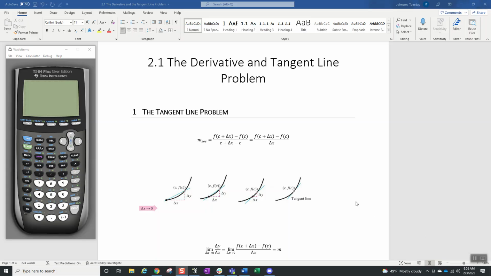Let's take a look at where we left off yesterday. Okay, 2.1, the derivative and tangent problem. So we're in chapter 2.